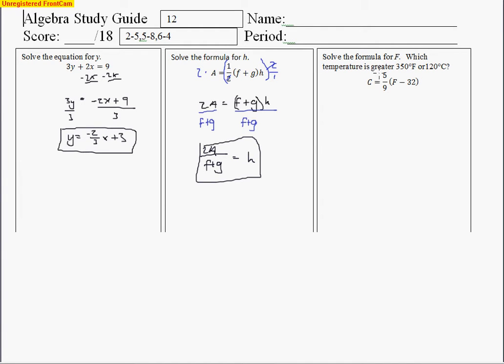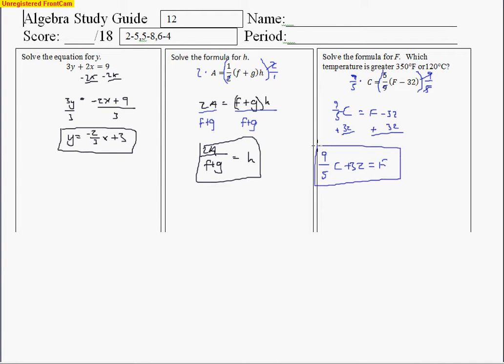So the next one, I need to solve for f first. And so my first step is to get rid of this fraction. So I'm going to do that by multiplying by the reciprocal. That's going to cancel out the 9's and the 5's. And then I do the same thing to the other side. So I'm left with 9/5 c equals f minus 32. So from that point, all I have to do is add 32 to both sides, and I get the answer. 9/5 c plus 32 equals f. So that's one of the parts.